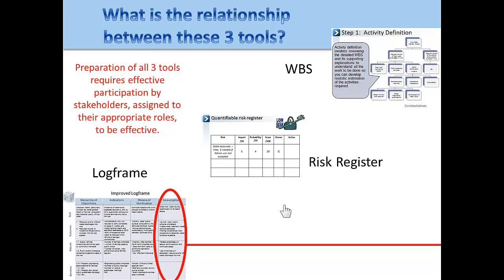I hope that you came up with something that's similar to this, that preparation of all three tools requires effective participation by stakeholders assigned to their appropriate roles, that each of the processes, that is, preparation of the log frame and use and updating of the risk register and modification of the work breakdown structure, are all functions or tools that must be developed and revised with appropriate and effective participation.